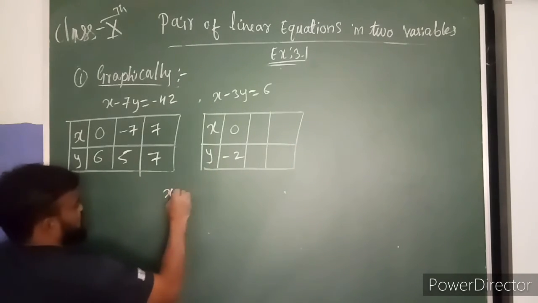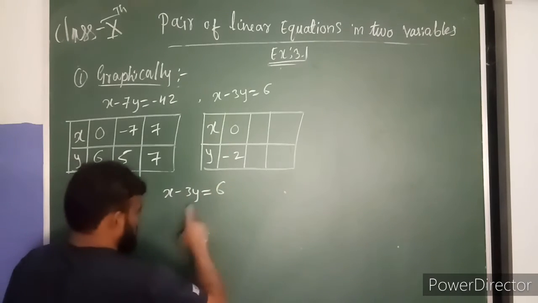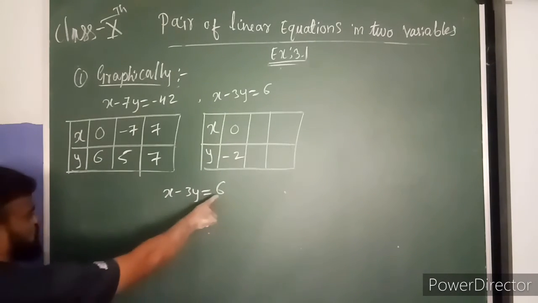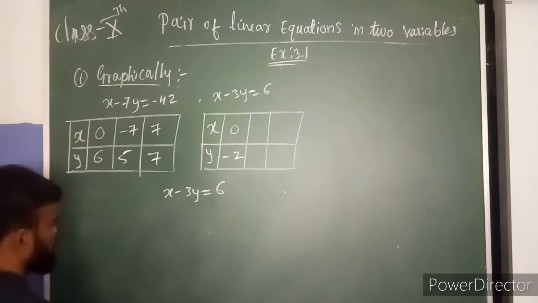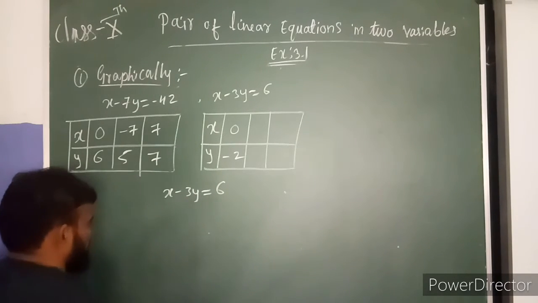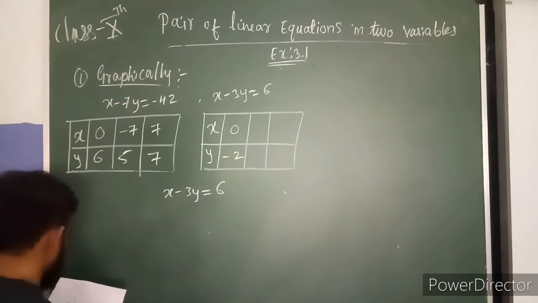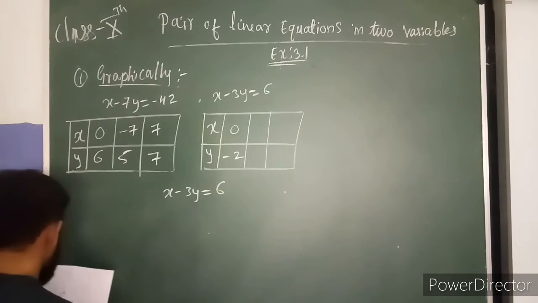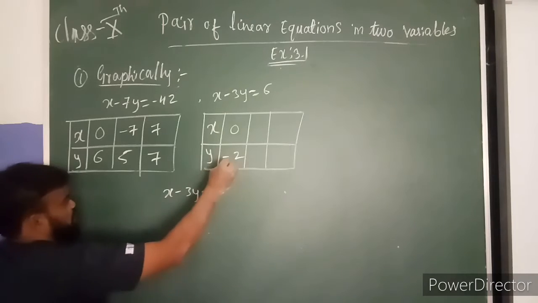What is the value of y in x minus 3y is equal to 6? We can substitute a value for x. If I take the x value as 6 and transpose it, it will become minus sign, and minus 6 means 0 we will get. So if I take 6 here, y is 0.